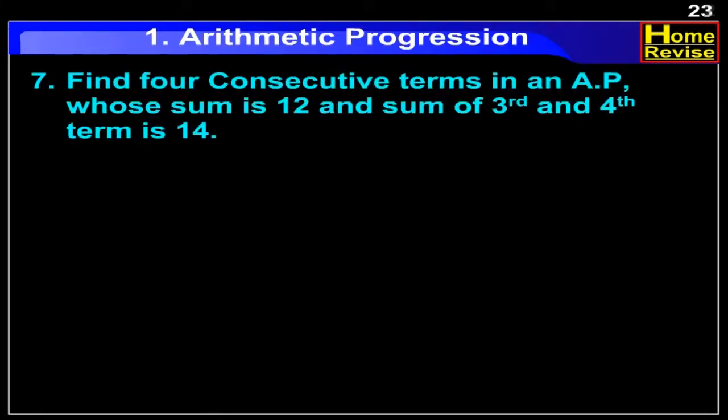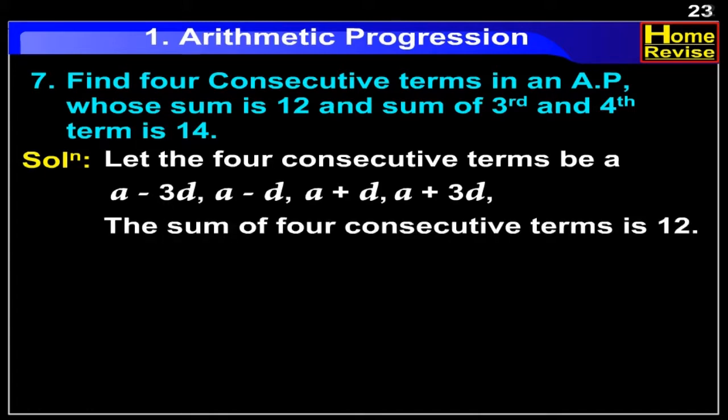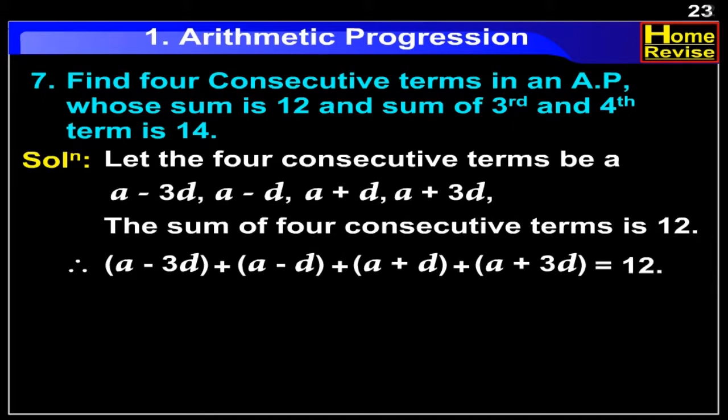Find 4 consecutive terms in an arithmetic progression whose sum is 12 and sum of the 3rd and 4th term is 14. Solution. Let the 4 consecutive terms be a minus 3d, a minus d, a plus d, and a plus 3d. The sum of the 4 consecutive terms is given as 12. Therefore, we have a minus 3d plus a minus d plus a plus d plus a plus 3d is equal to 12.